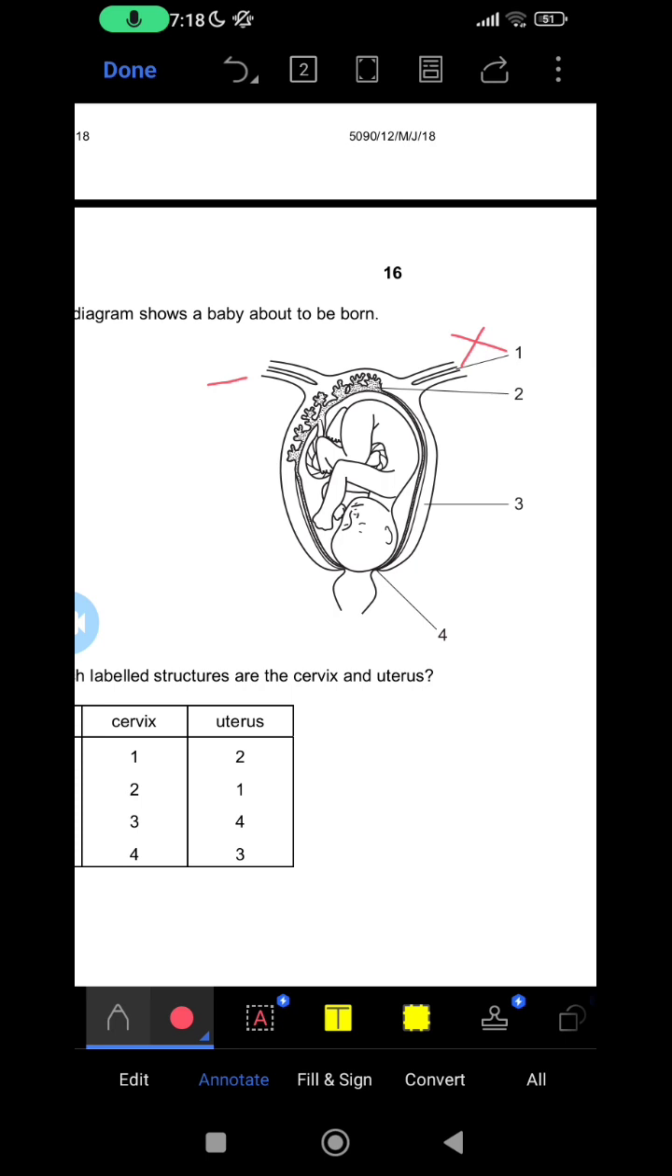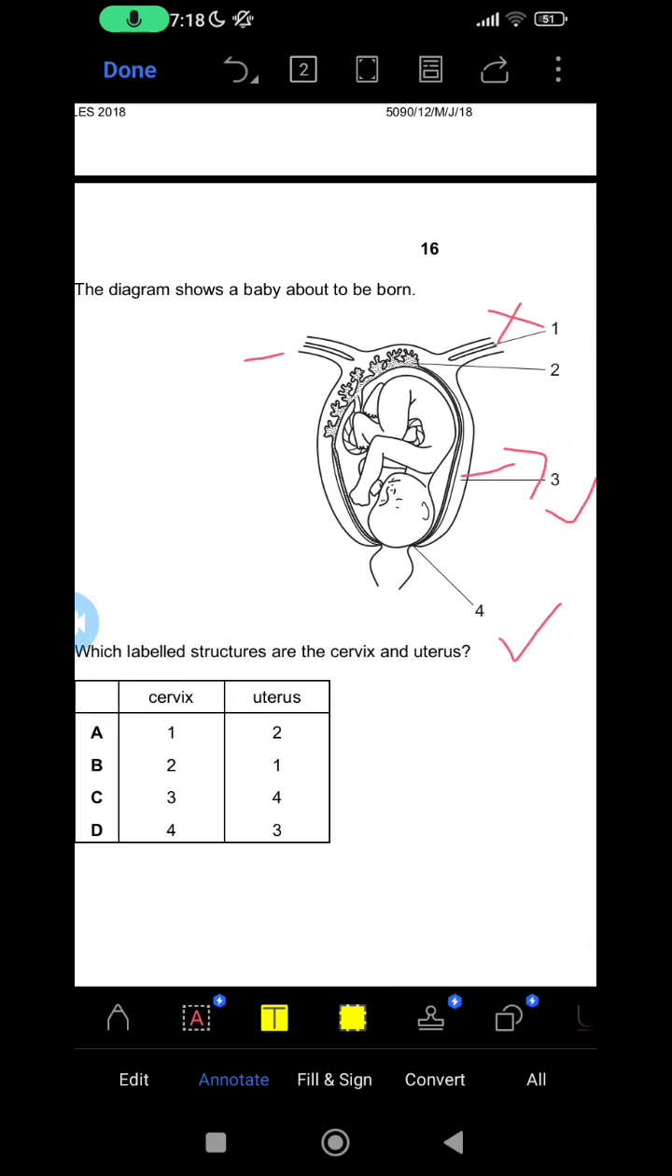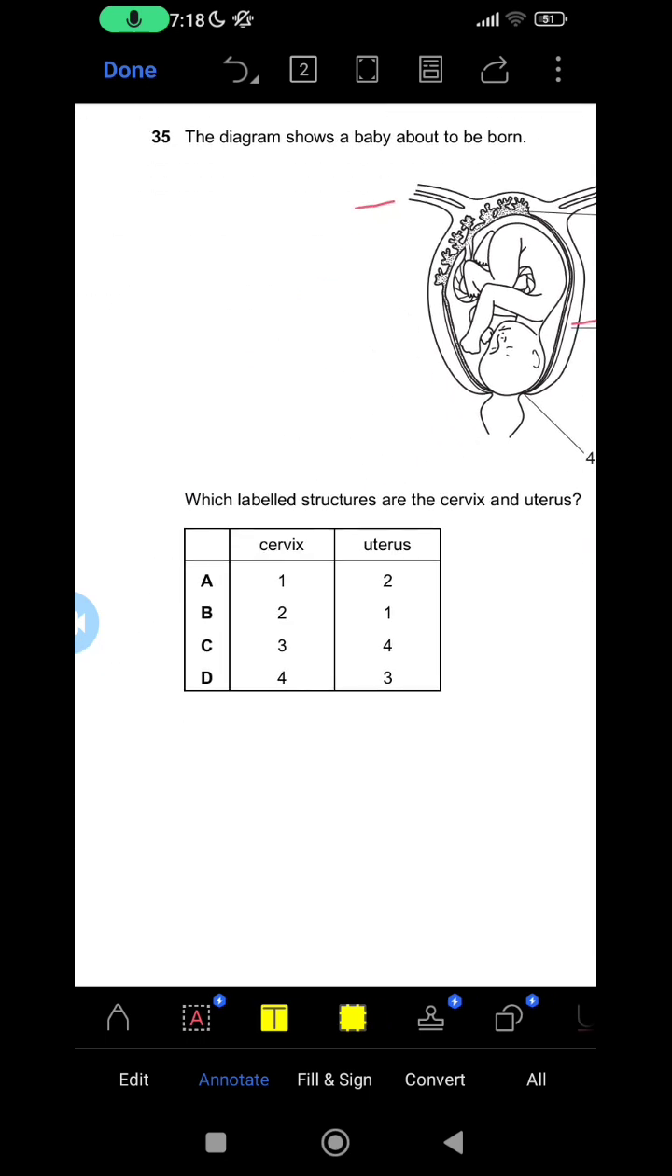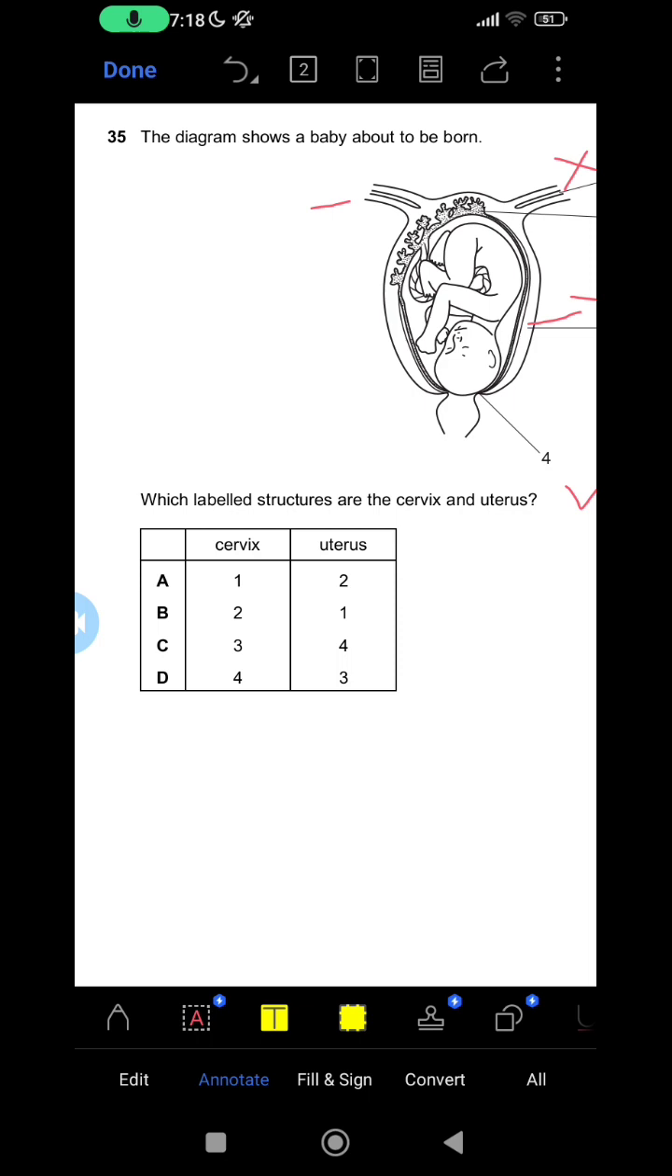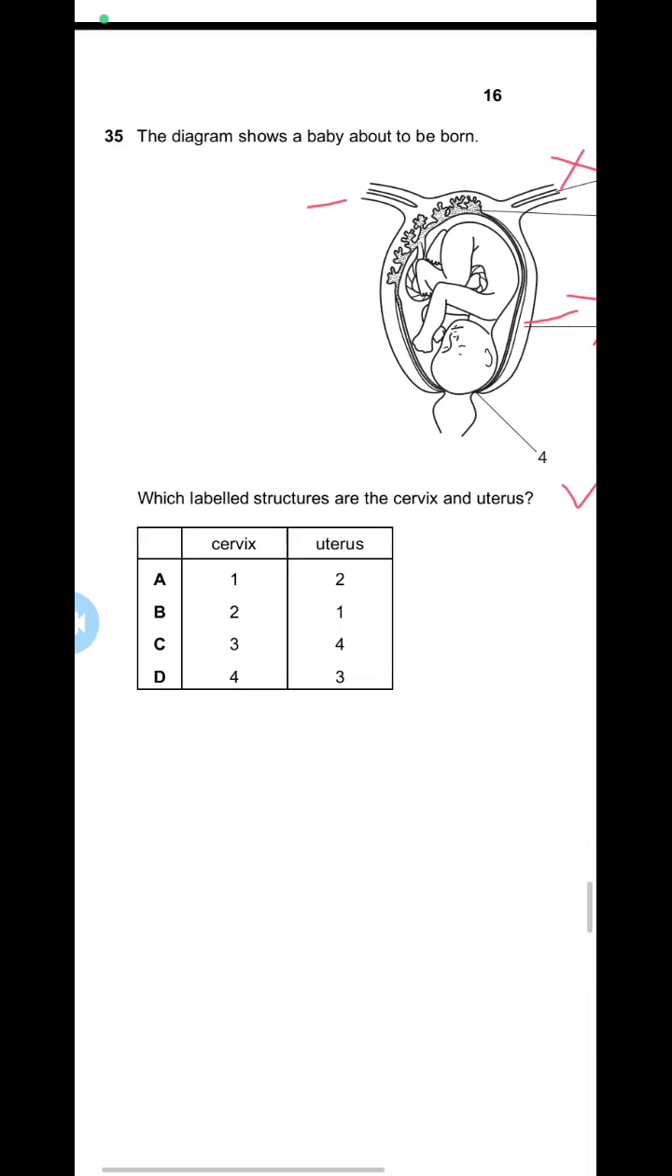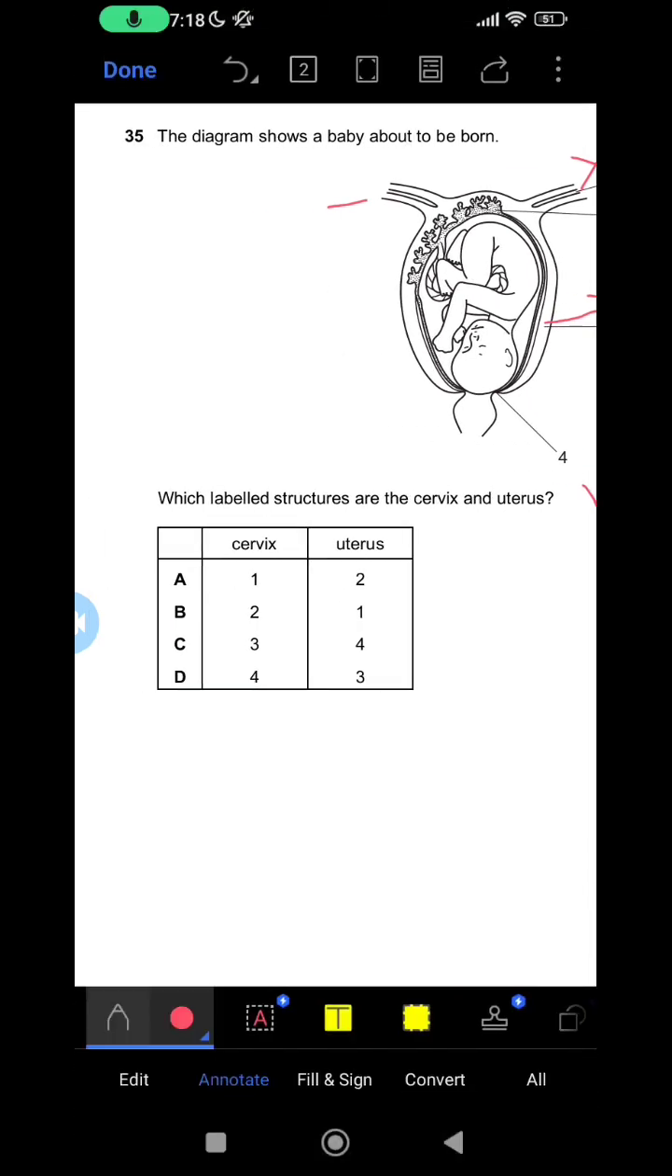4 we can see is the cervix, while 3 we can easily see is the uterine wall. So 3 is also correct. 3 also needs to be in our answer. So which labeled structures are the cervix and uterus? 4 is the cervix, while 3 is the uterus, which is shown in option D. So D is the correct answer.